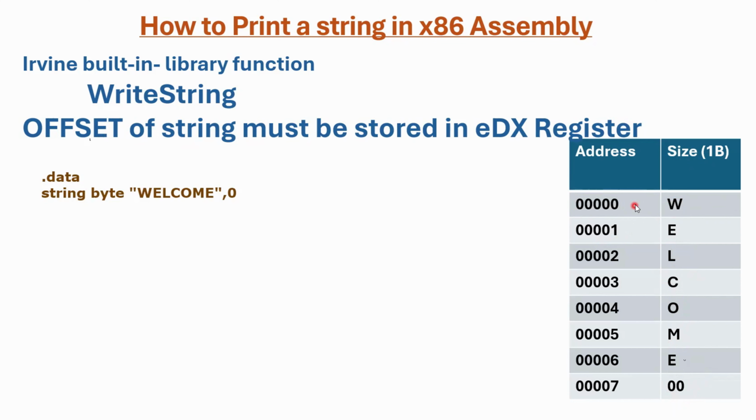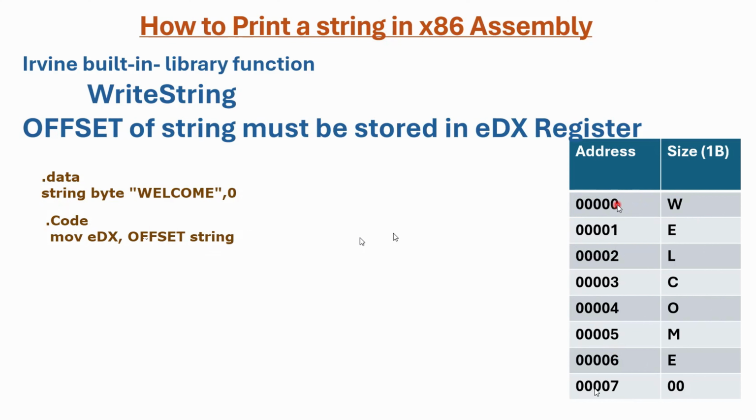If we really want to point to this W, we can simply move this value into the EDX register. And how would you do it? Let me show. In the code section where you will write your code, you will first use mov edx. We want to move into EDX, and what do we want to move? Offset. Offset of what? String. String is the name of the variable, and we want its offset. If we assume that this imaginary memory is the right memory, then this memory address will move into EDX.